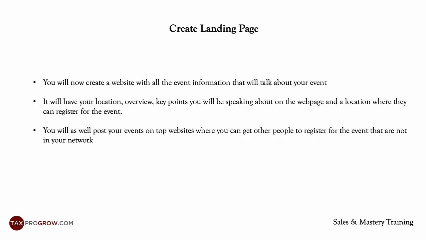The next process is we want to create a landing page. You will now create a website with all the event information that we will talk about at your event. Very important. It will have your location, overview, key points you'll be speaking about on the webpage, and the location where they can register for the event. It's going to have all this information, which is incredibly important, because we need a place where people can actually register so we can have a list of people who we know are actually going to be at our event. That's very important.